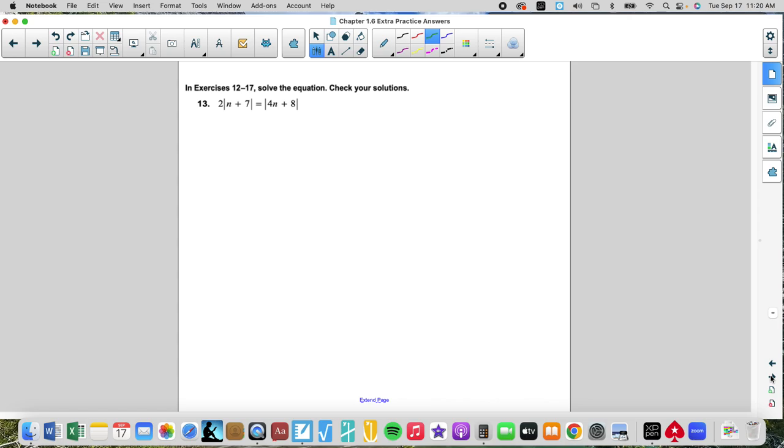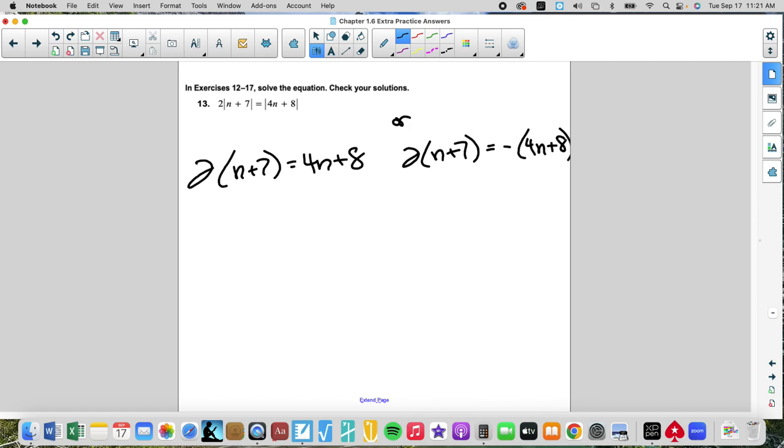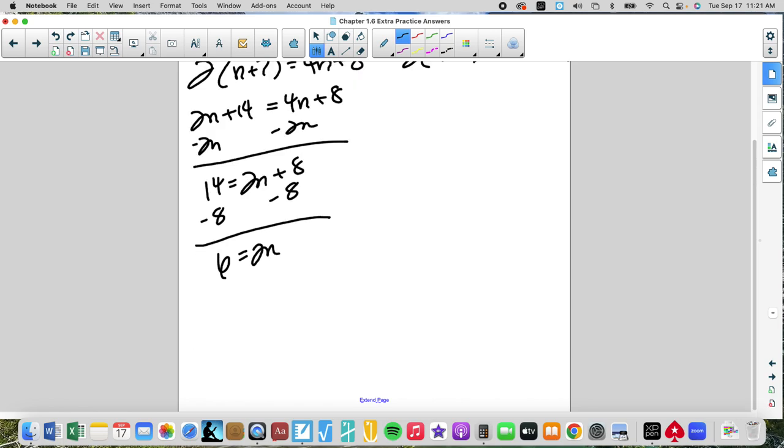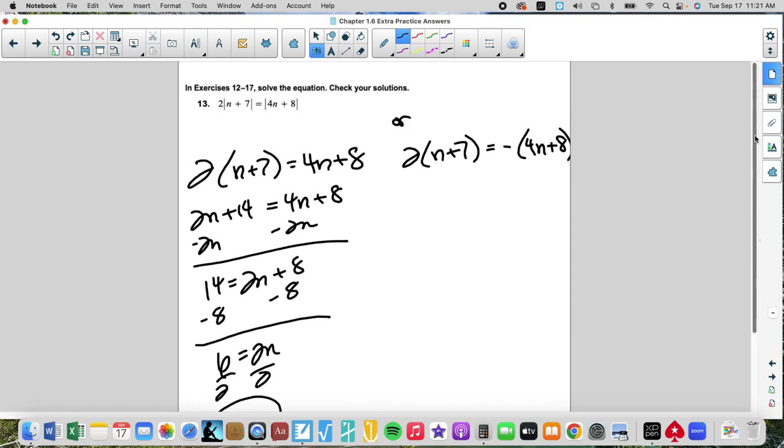And here we go again. So we have 2 times n plus 7 equals 4n plus 8, or 2 times the quantity n plus 7 equals the opposite of 4n plus 8. 2n plus 14 equals 4n plus 8, minus 2n, minus 2n. 14 equals 2n plus 8, minus 8. 6 equals 2n. Divide by 2, divide by 2. 3 equals n.